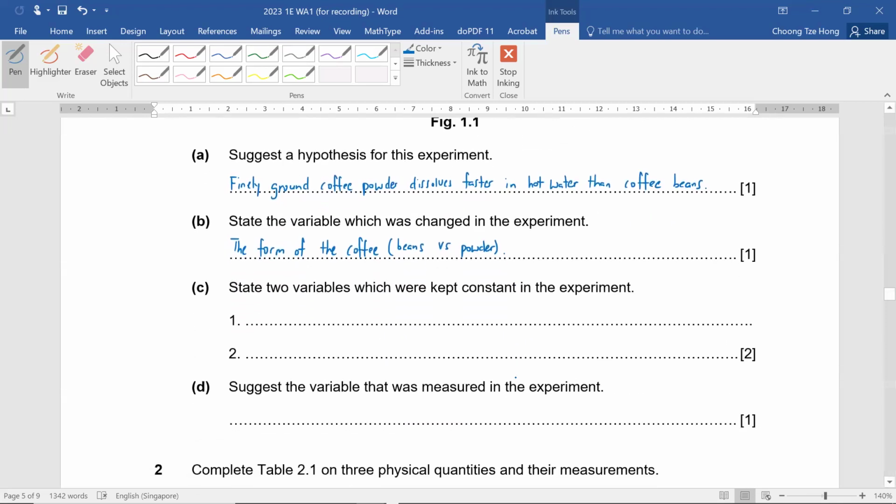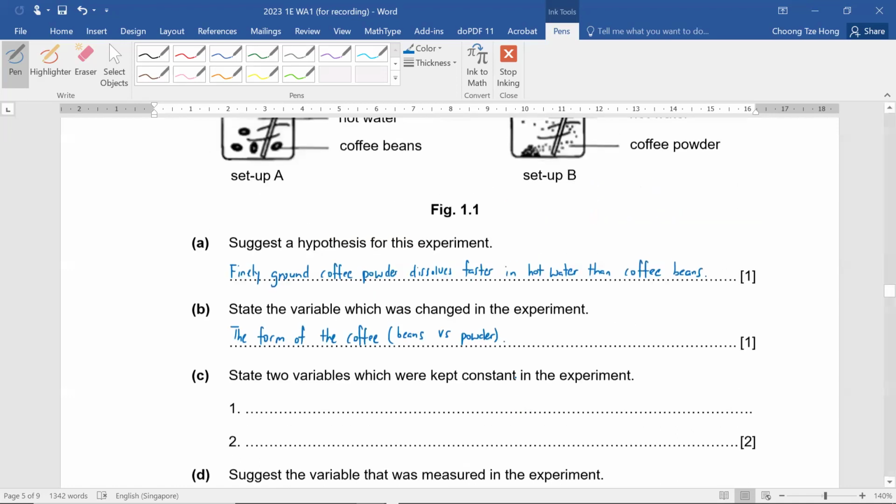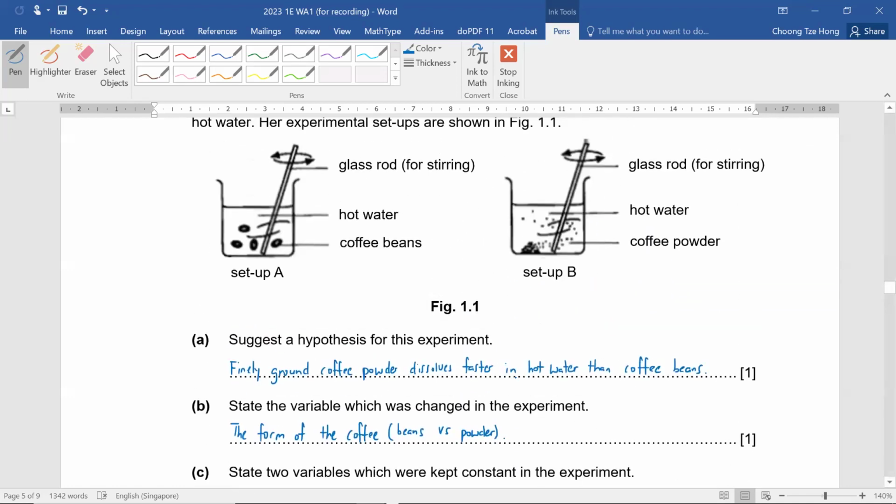Then, state two variables which were kept constant in the experiment. Basically they're asking you, what are the things that you should not change, such that the experiment will be a fair one? If you don't keep these constant, then the experiment will not be a fair one. Usually for such questions, there's quite a number of things that you can write. Some of the obvious ones will be the temperature of the hot water. Temperature has to be the same. The volume of the hot water. Try to use more specific terms like volume instead of saying amount. So the volume of hot water also has to be the same.